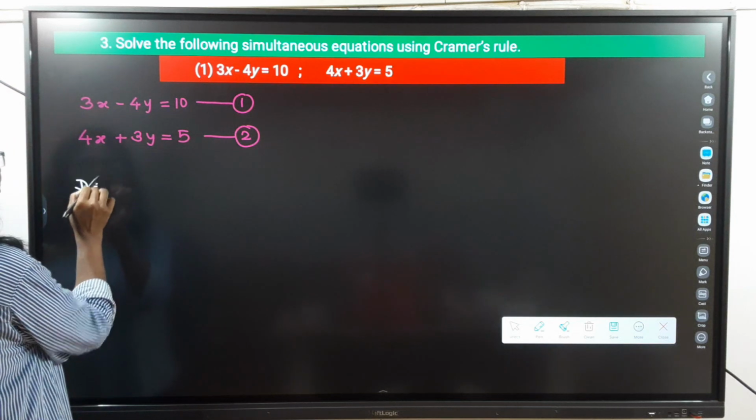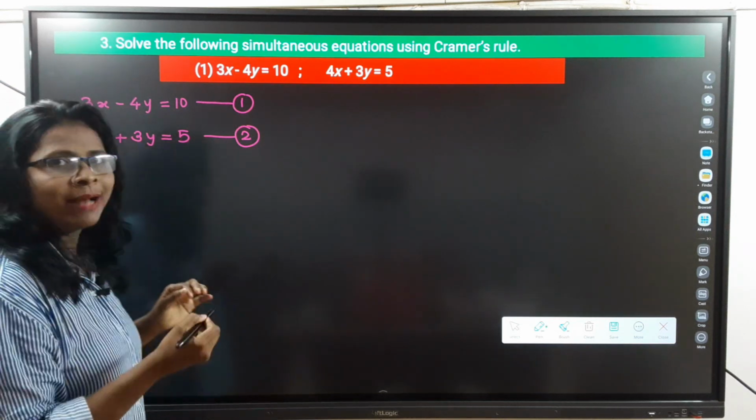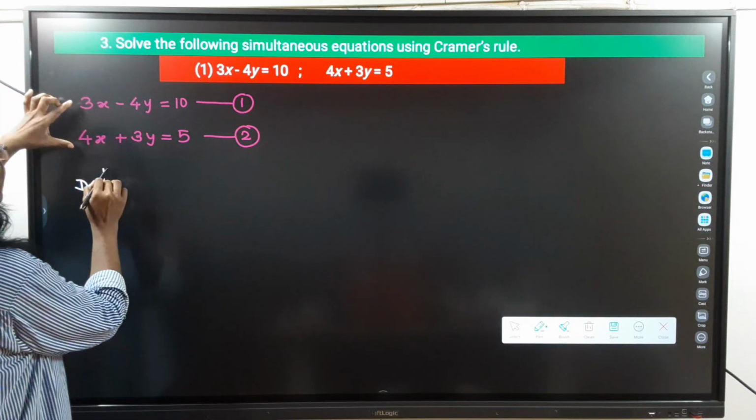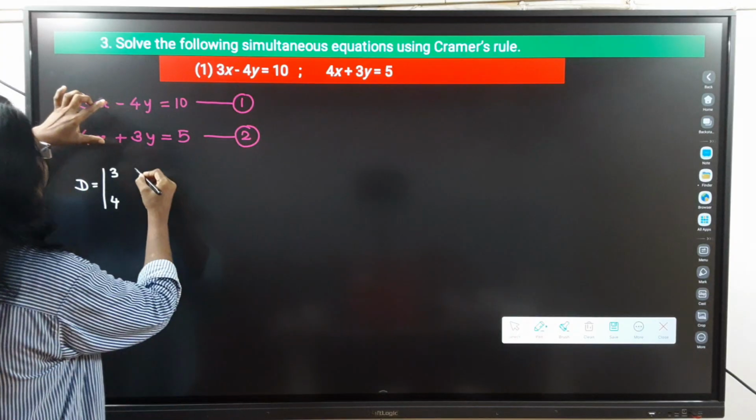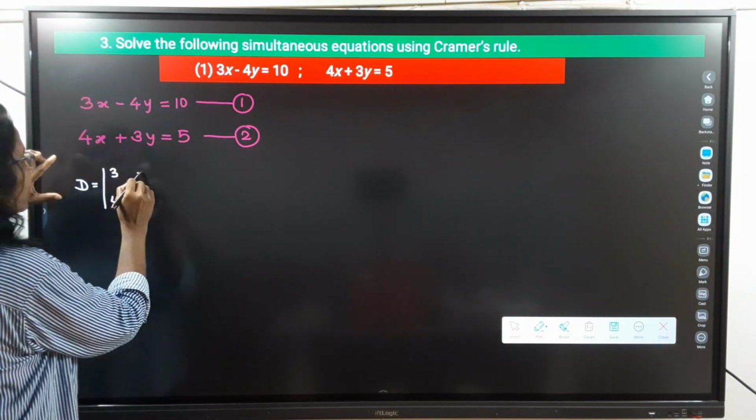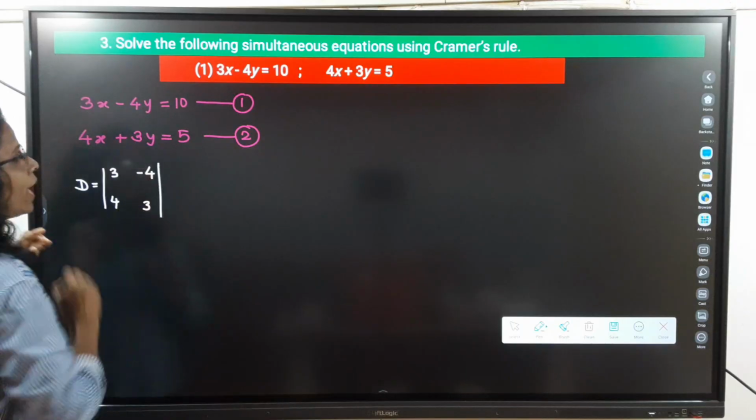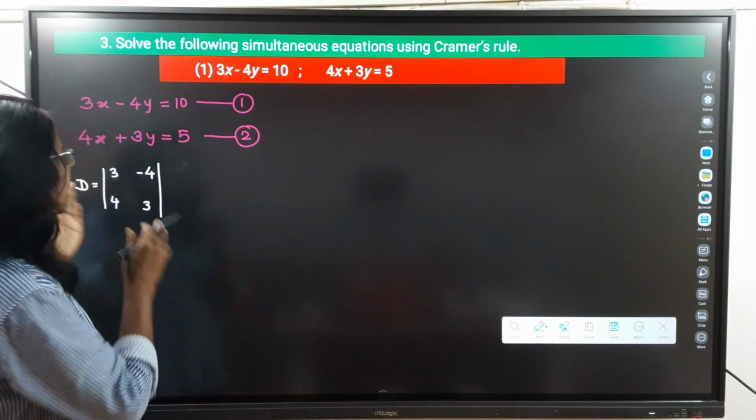Equation. So here D is equal to the first column. In the first column we have to write the coefficient of x, so here 3, 4. In the second column, students, we have to write the coefficient of y. So minus 4, plus 3.